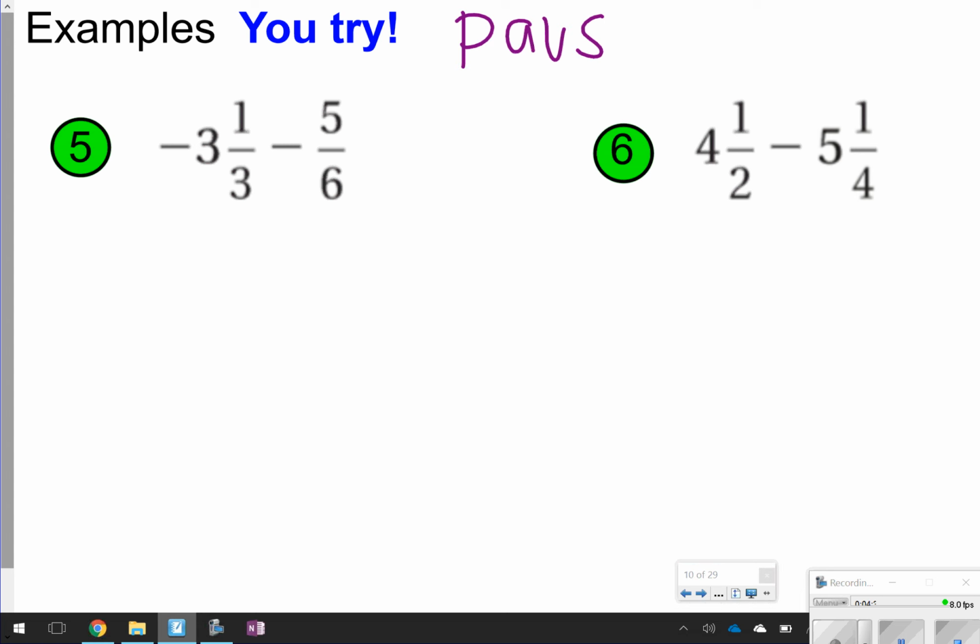So let's go ahead and pause the video, and you're going to try 5 and 6. Remember, change them to common denominators and KCC and sing your song. So this is a lot to remember. Once you're done, click play so you can check your work.